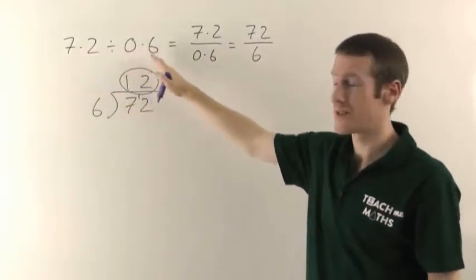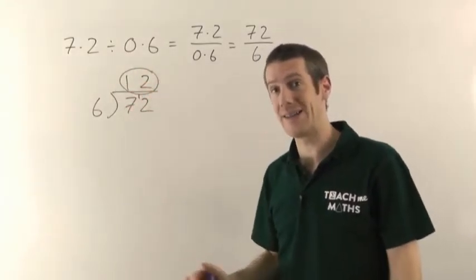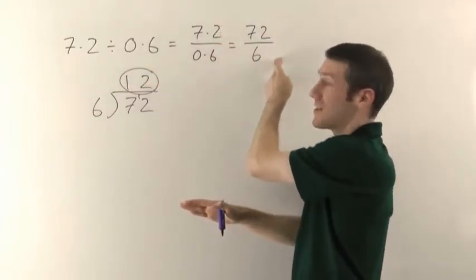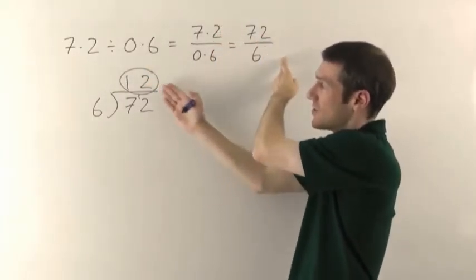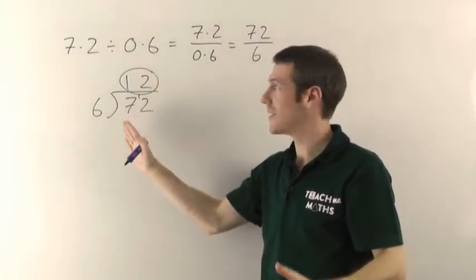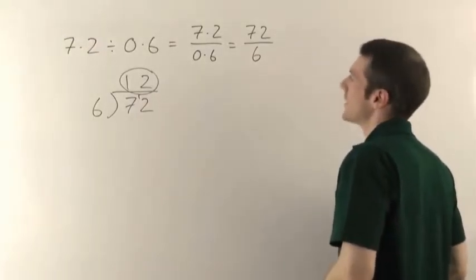7.2 divided by 0.6 is 12. You don't want to be putting any decimal points or anything back in there afterwards. This is the same as this fraction, which is the same as this fraction, and this fraction turns out to be 12 when you do the division. So don't be adding any decimal points back in. You just leave the answer as it is. So that's one example. Let's do another one quickly.